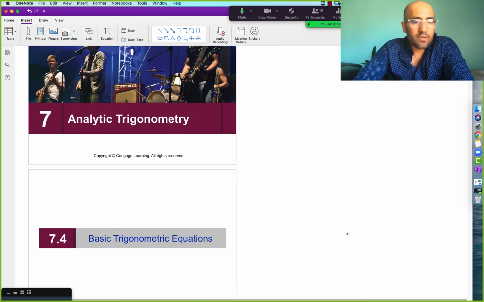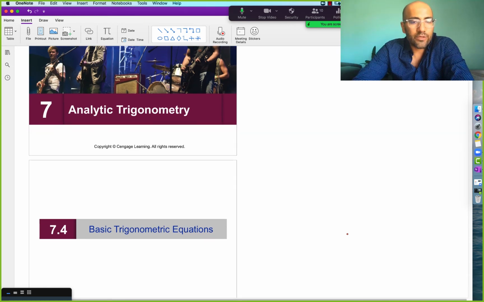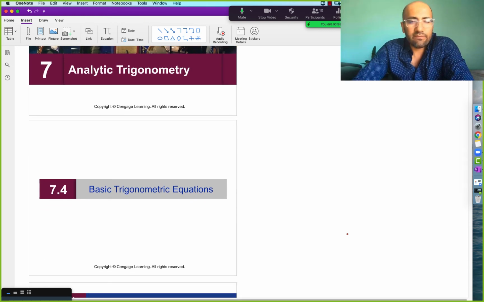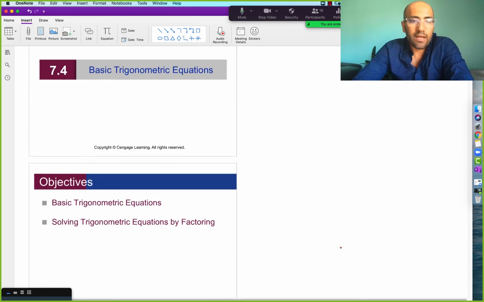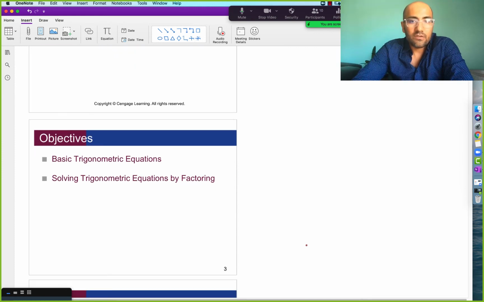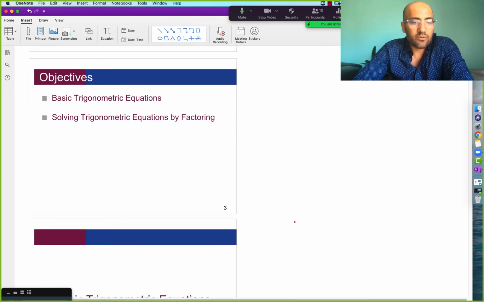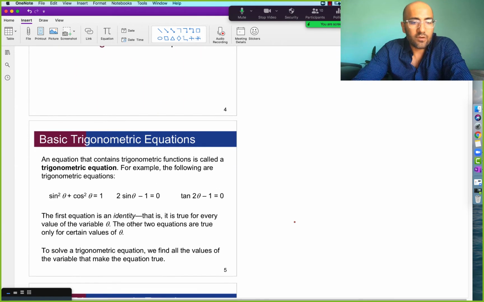All right, chapter 7, section 4, basic trigonometric equations. So 7.4 and 7.5 are about the same thing. They're about trigonometric equations. Really, it should have just been one big section, but the author chose to chop it up into the basic ones, the easier ones, and then the more complicated ones. So good news, 7.4 is a little easier. We're going to look at some basic trigonometric equations, and then we're going to solve trigonometric equations involving factoring. As the title suggests, these are some of the easier ones, so that's a good way to get started.